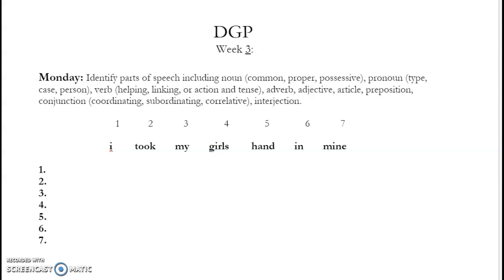Now, this first sentence doesn't have any punctuation, as you can see. So therefore, you have to decide, is something showing ownership? And then add that apostrophe in there.